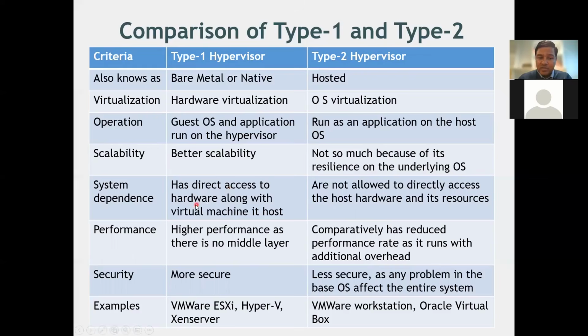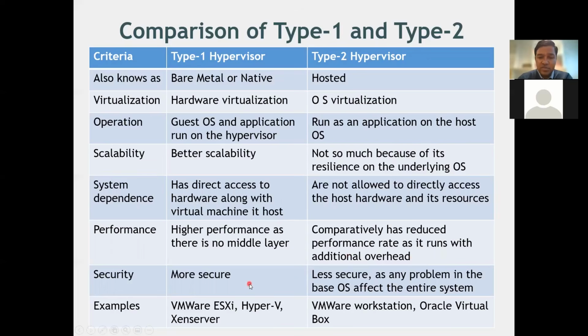It has a direct access to the hardware, so the system lag and dependency is low. But the VM here does not have a direct access to the host hardware and resources. Performance-wise, type 1 hypervisor has a very high performance because it has a direct access to the hardware. But comparatively, the type 2 will have a low performance because it has to go through the additional overhead. So it is slow in response compared to the type 1.